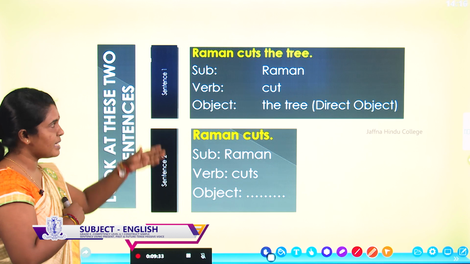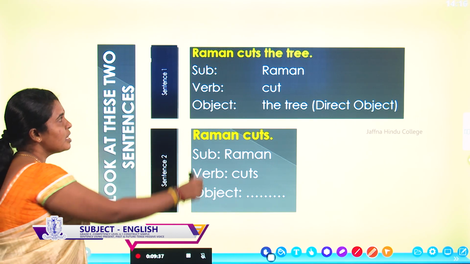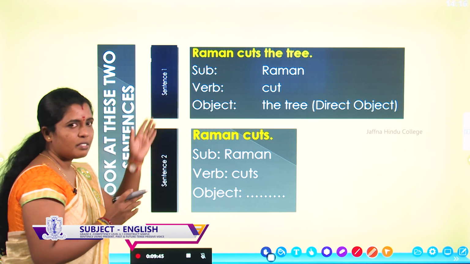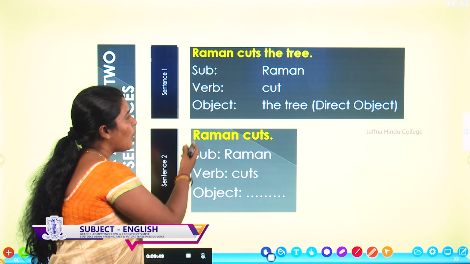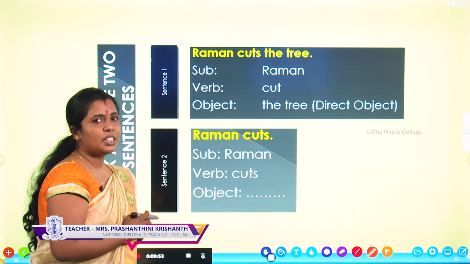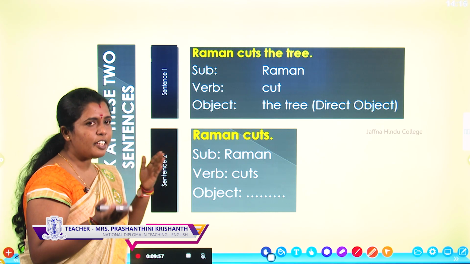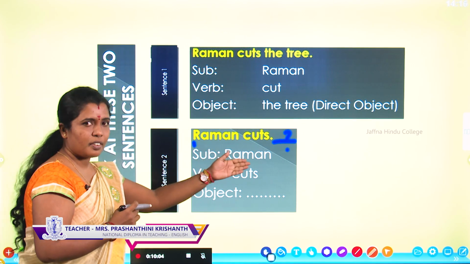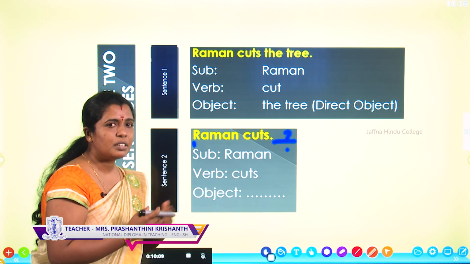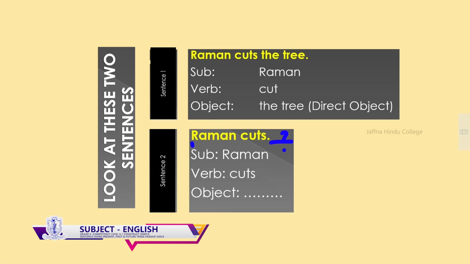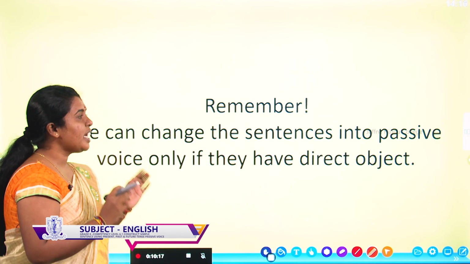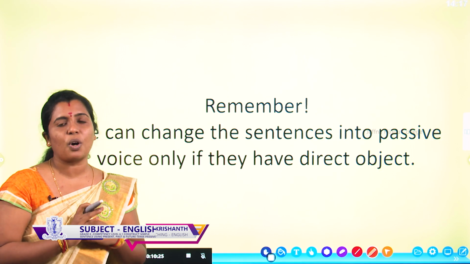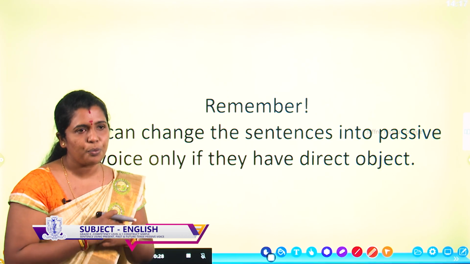Now see the difference, right? Look at these two sentences. This is sentence 1 and the sentence 2, right? The first sentence, Raman cuts the tree. What is the subject? Raman. Verb, cuts. Object, the tree. There is a direct object, the tree. Right. What is the sentence 2? What is the difference here? Raman cuts. So subject Raman, verb cuts, object no, not mentioned here, right? So remember, we can change the sentences into passive voice only if they have direct object. If there is no direct object, you can't change those sentences into passive voice, right?